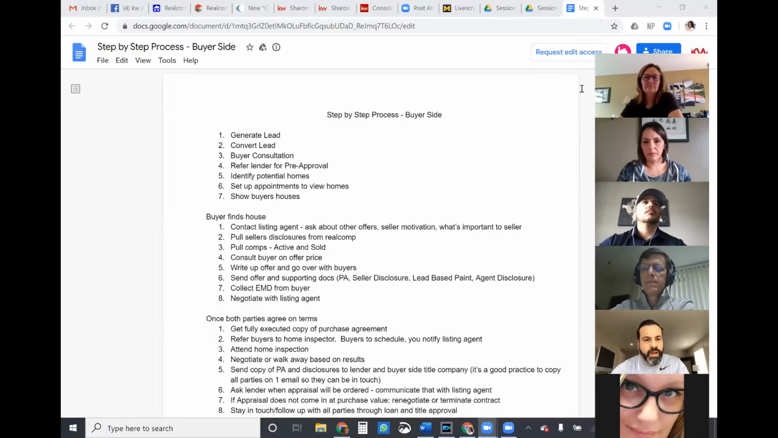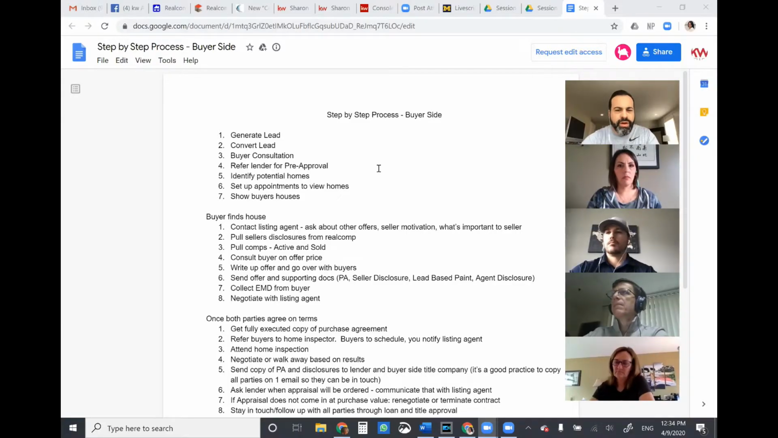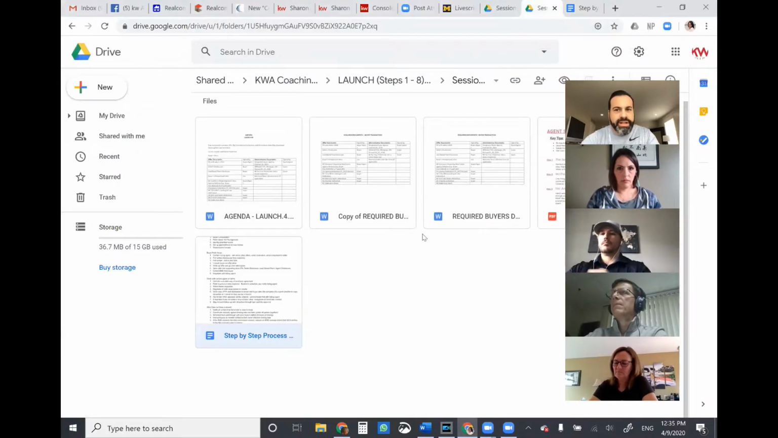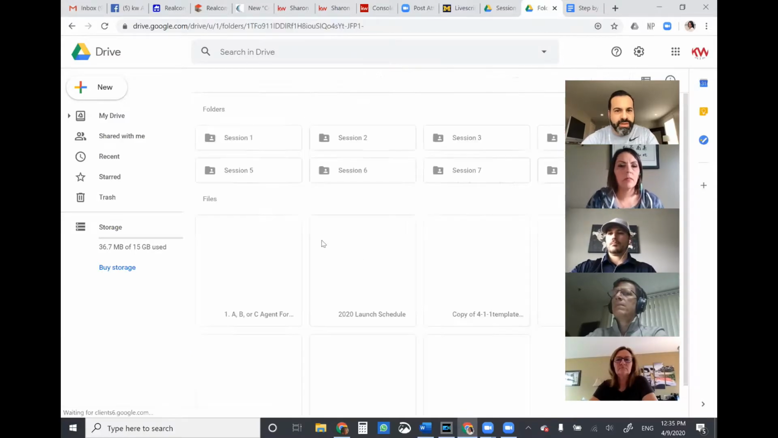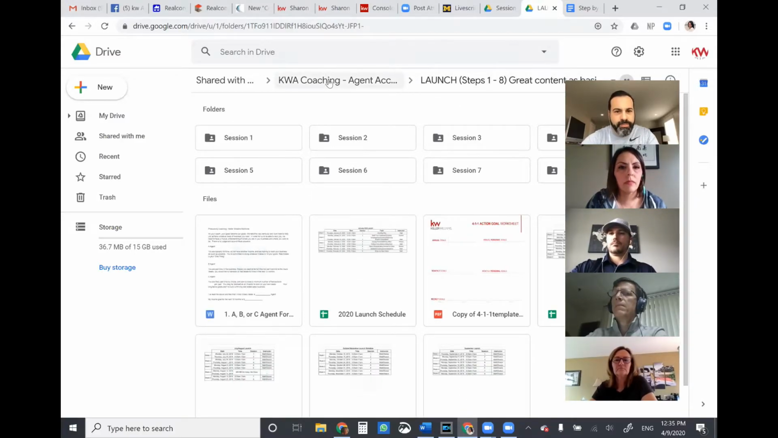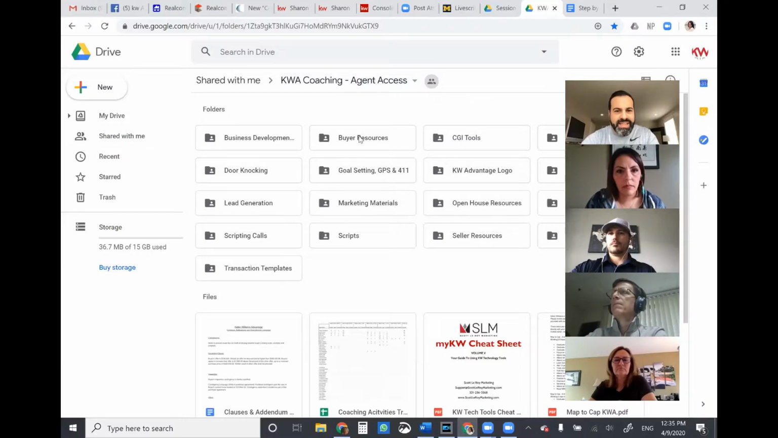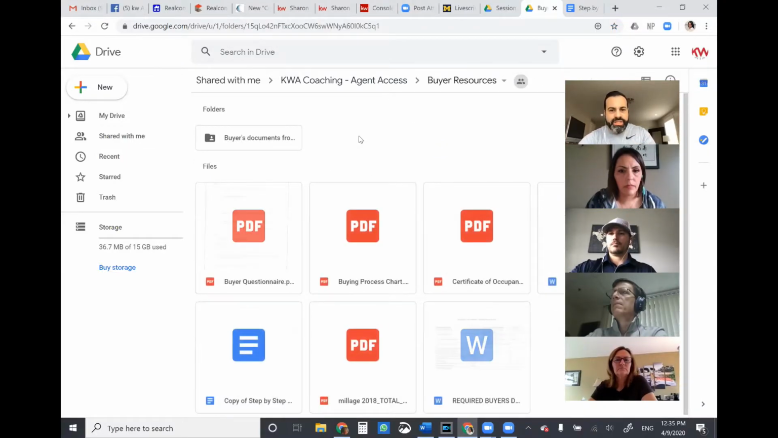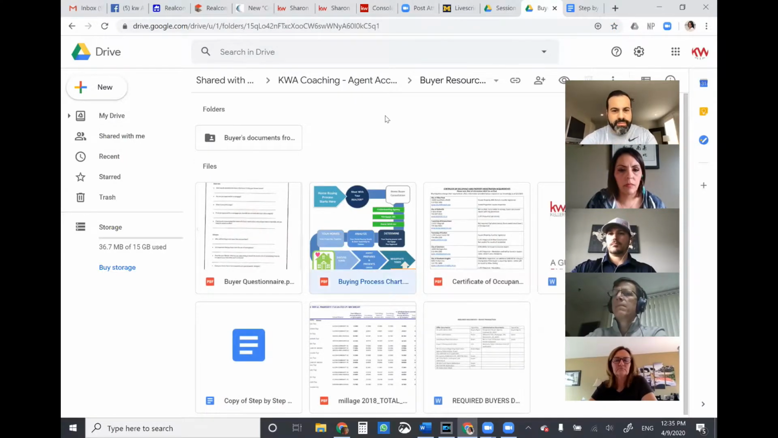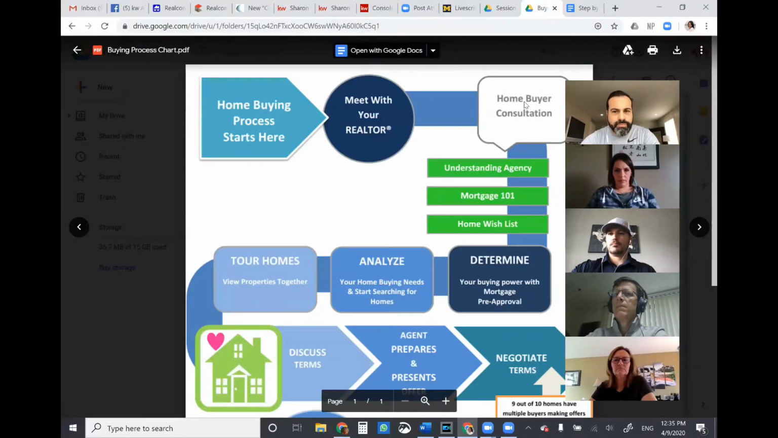There is a flow chart in the coaching folder. I think it's in this launch session or it's in buyer's resources. It's a flow chart. It doesn't have any branding or anything like that. So just send that to your clients or use that as a thing. If you have a visual type person, they're going to like seeing that to understand what's next. Sharon's pulling it up right now.